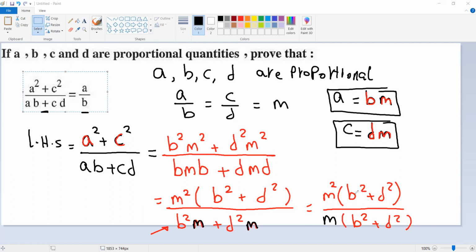Then we have at the top and at the bottom B to the power of 2 plus D to the power of 2, so cancel them out. So we ended up with M to the power of 2 divided by M, which equals M. That's the left hand side.